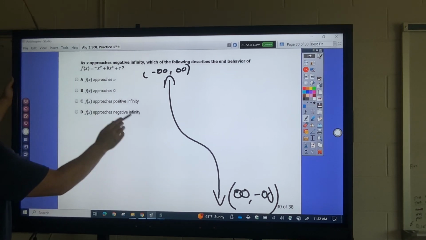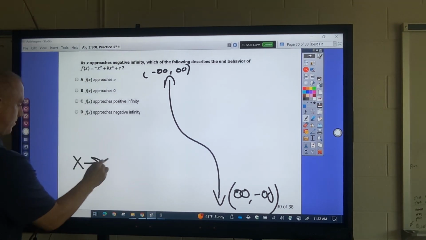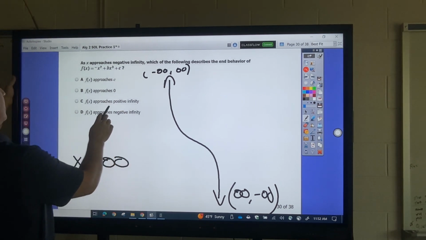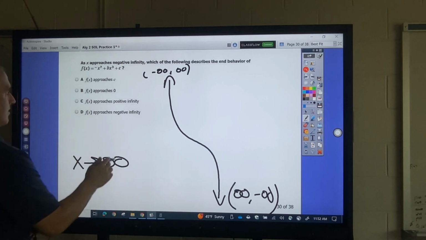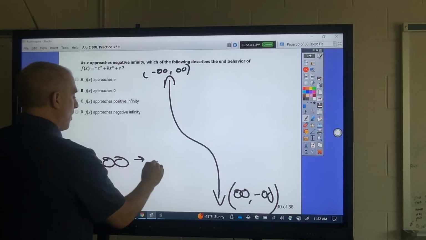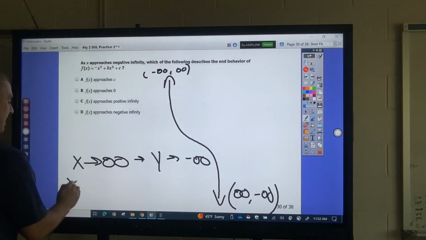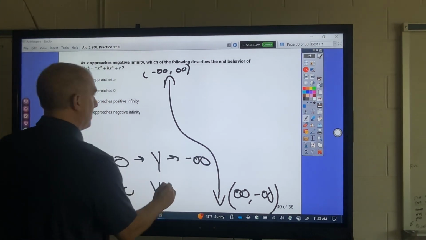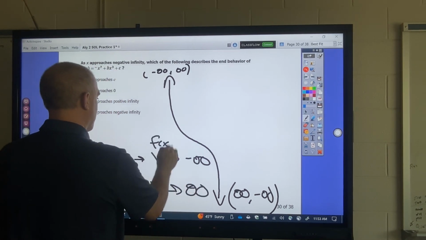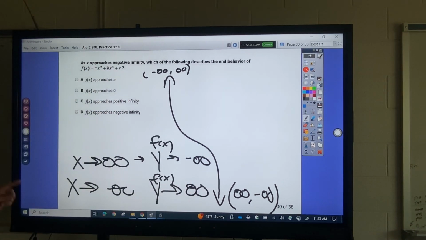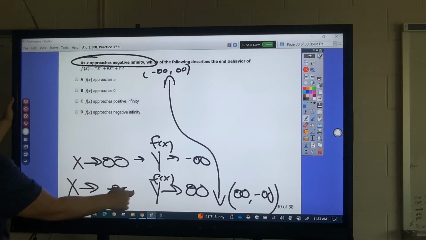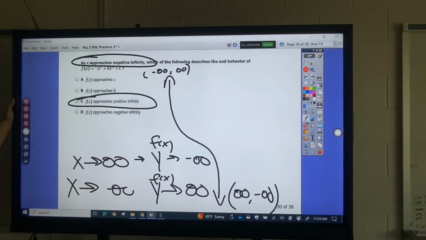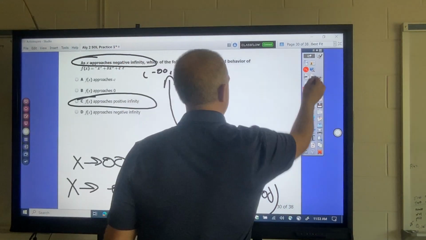As f of x approaches positive infinity, so as x approaches positive infinity, they're saying y approaches negative. As x approaches negative infinity, y approaches positive. Now, f of x is a fancy symbol for y. So an end behavior for us is f of x approaches positive infinity as x approaches negative infinity, which is this one, that would be positive infinity. I have to read a little bit. I sort of skipped ahead in the directions there.